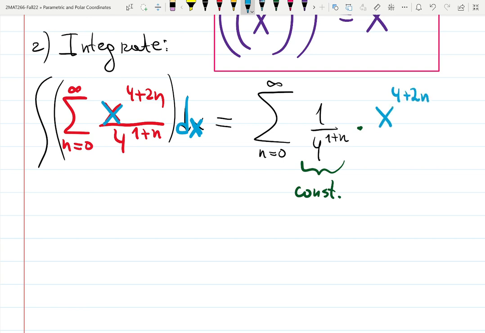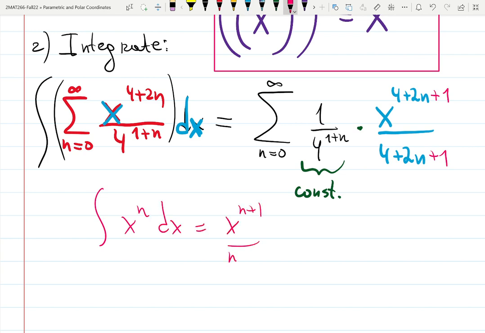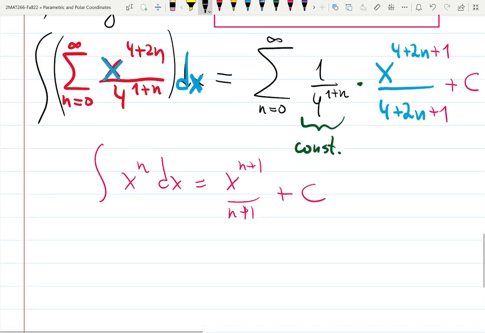4 plus 2n and what? Times 2. No. Good guess though. Plus 1. We're integrating, remember? We're integrating, not differentiating. Over 4 plus 2n plus 1. Power rule. Integral of x to the n dx is x to the n plus 1 over n plus 1. Something is missing? Plus c, thank you. Plus c. Let's simplify. And we have the answer.